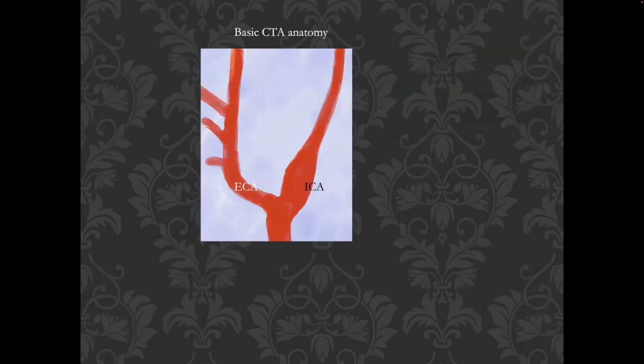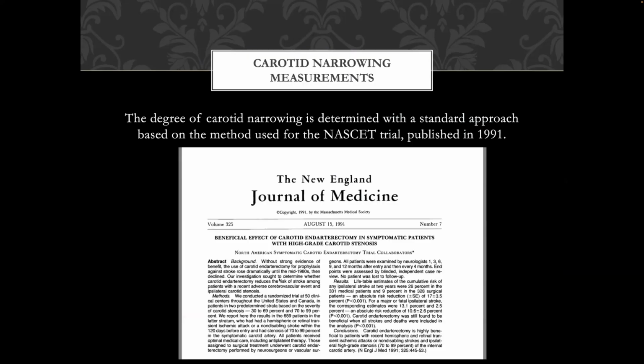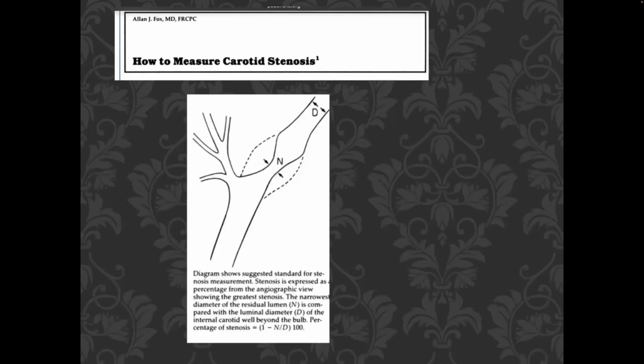So just to talk about this image, we see the basic carotid anatomy, with the common carotid artery at the bottom. As you see, it divides into the external carotid and internal carotid, with the internal carotid usually posterior to the external carotid artery. The measurements are all based on the study from 1991 that had a very specific way of measuring the caliber of the vessel.